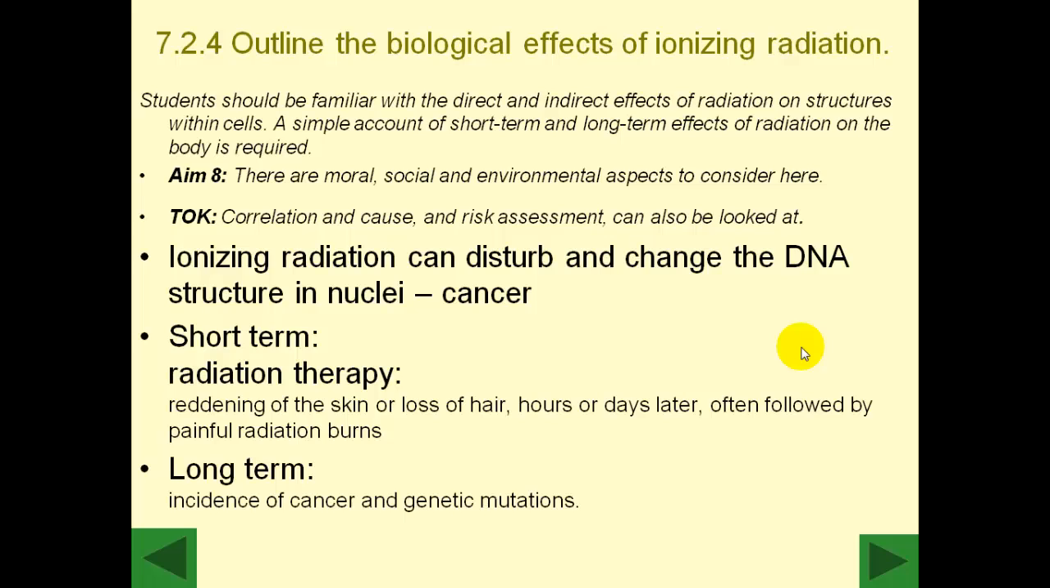Biological effects of ionizing radiation. Ionizing radiation, since it ionizes, can disturb and change the DNA structure in nuclei and can cause cancers. And if you have a cancer, that can be treated in the short term by using radiation therapy to damage this cancer cell. And that causes reddening of the skin, loss of hair, and also radiation burns. In the long term, it can cause more cancer and genetic mutations.